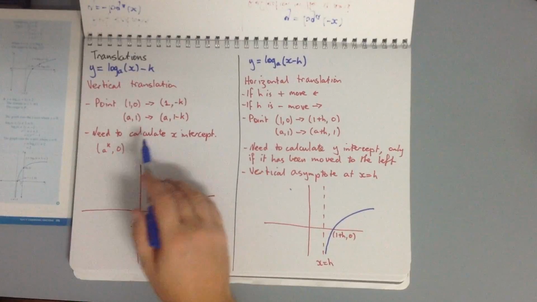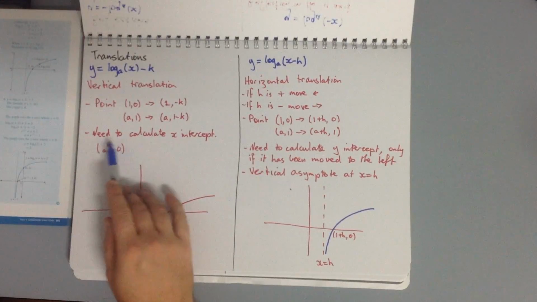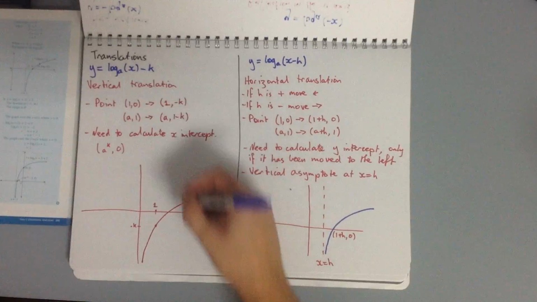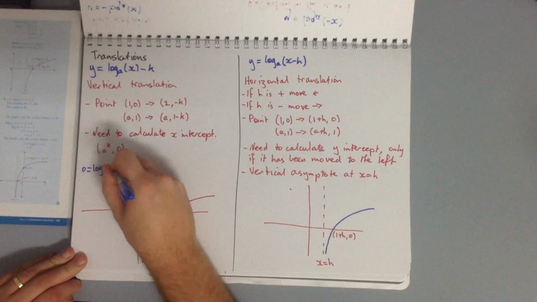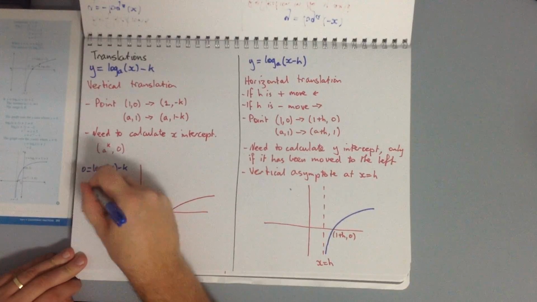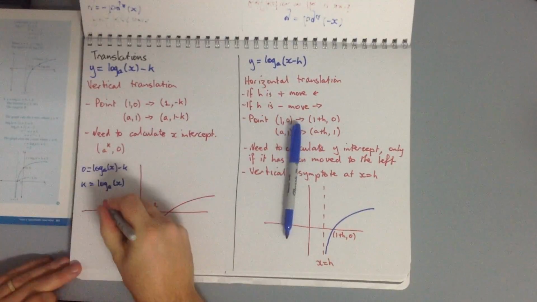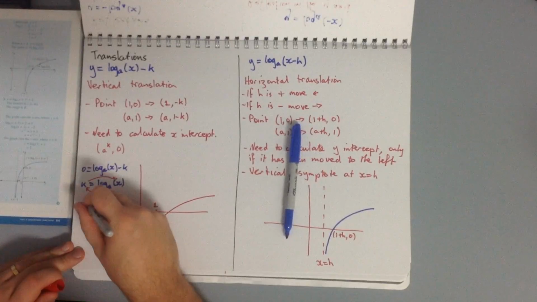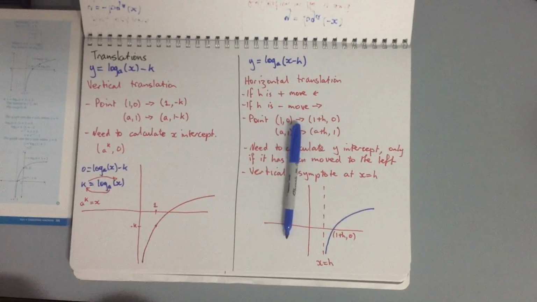Because we've moved it vertically, we need to calculate the x-intercept, and you do that by letting y equal 0. When you do that, we do our looping method and get a to the power of k as what our x would equal. We do that just quickly over the side here. We can say 0 equals log to the base a of x take k. We'd add our k on, so we've got k equals log to the base a of x. We do our looping method around, so we get a to the power of k equals x. And hence we get our x-intercept.